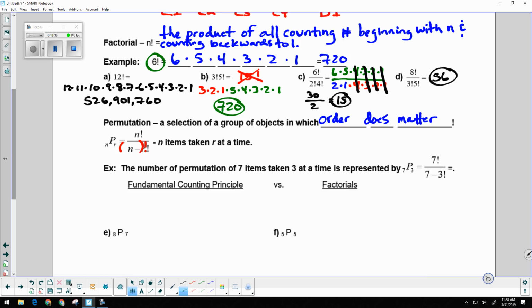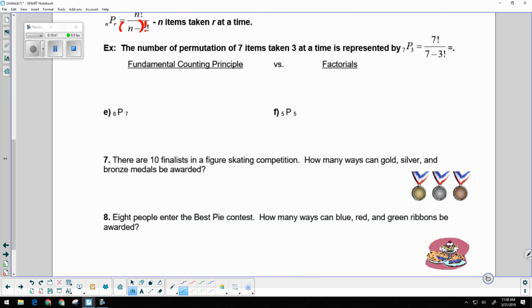So the examples we have where order matters is like in number 7, we're awarding bronze, silver, and gold medals in a figure skating competition. Obviously, order matters. There's a difference between first place, second, and third. And then in 8, we have another competition where we're ordering blue, red, and green ribbons. That would be a permutation because order matters. So there's 2 examples.